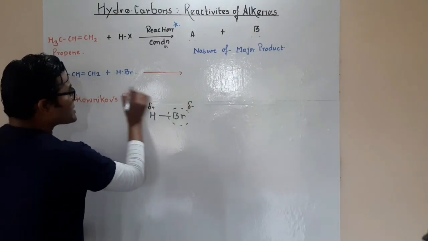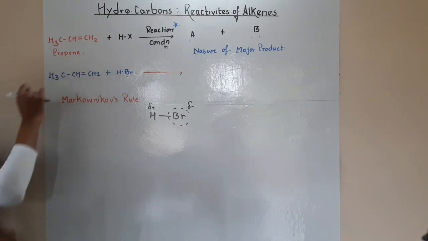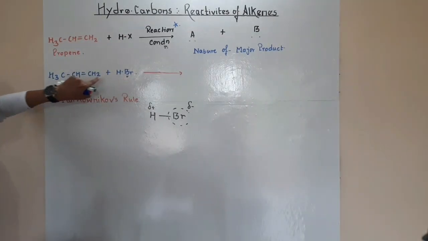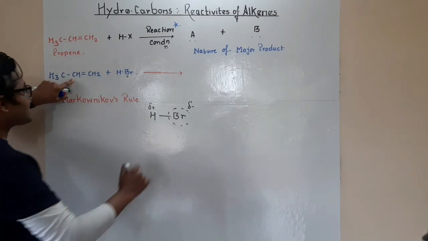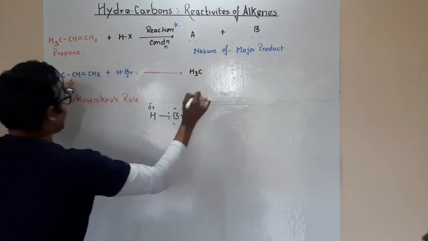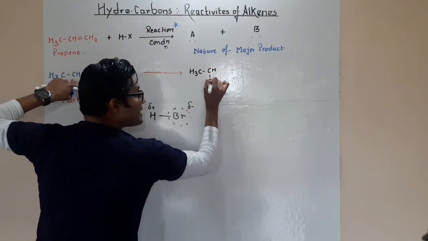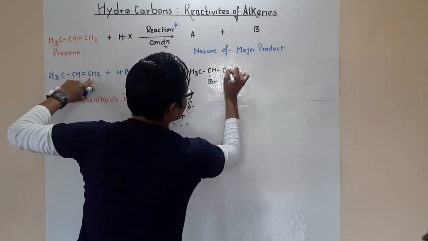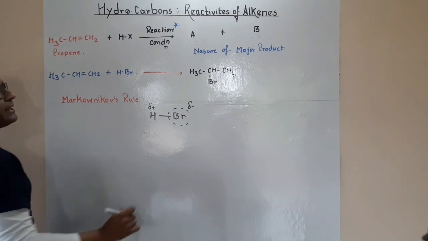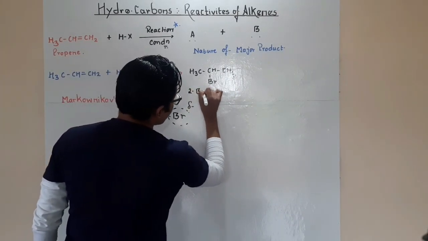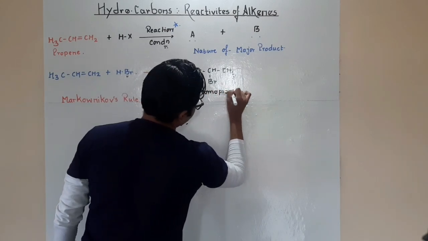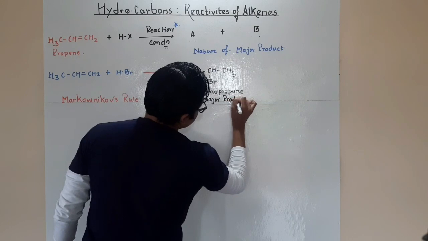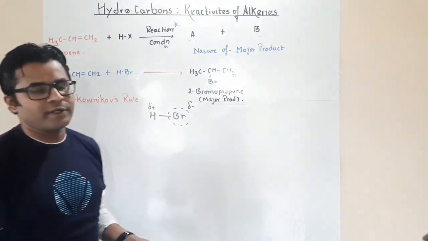So according to this, the negative part of the addendum attaches to that carbon atom of the carbon-carbon double bond which has the lesser number of hydrogens. That means the bromine will attach to the central carbon here. When it attaches to the central carbon, we have CH3 CHBr, and what remains is hydrogen. This hydrogen attaches to the CH2, which becomes CH3. So I get the product 2-bromopropane. 2-bromopropane is going to be the major product. So the reaction occurs with respect to Markovnikov's rule.